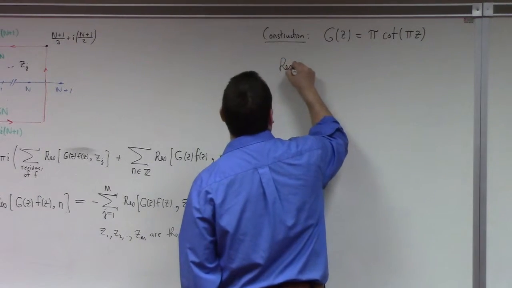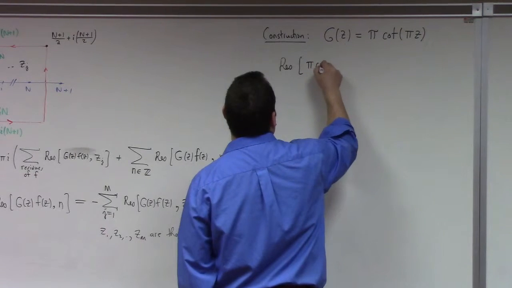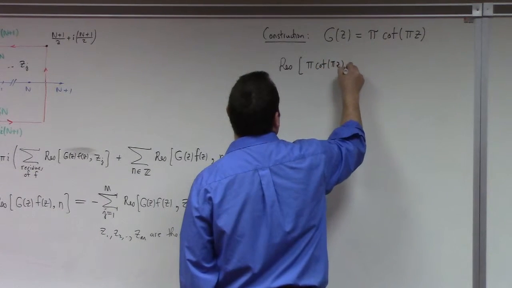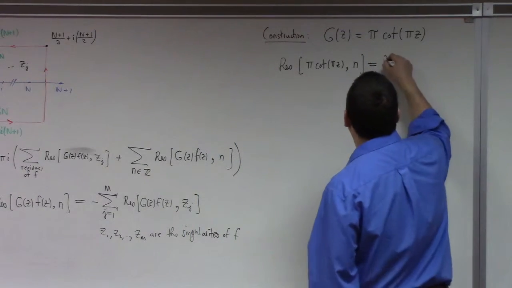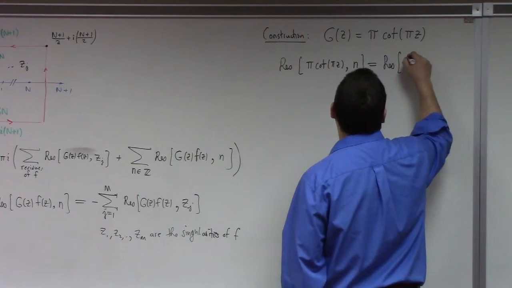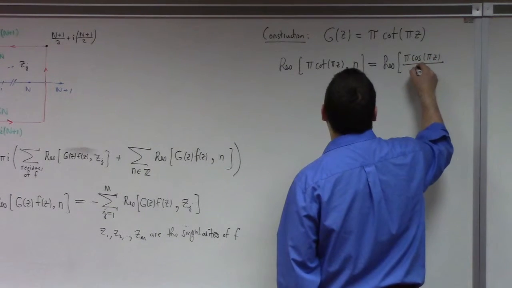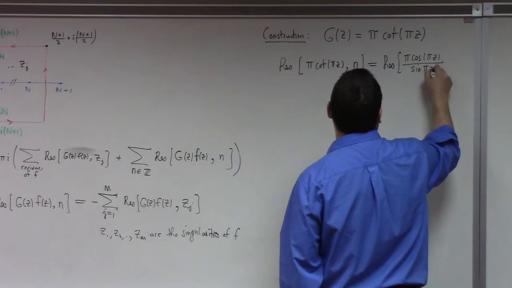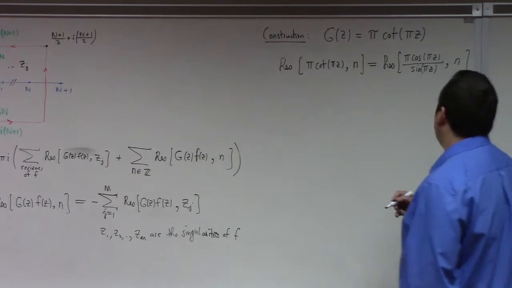What's the residue of g of z at an integer n? What is that? So we can use pi cosine pi z over sine pi z, like this. Which rule should we use?